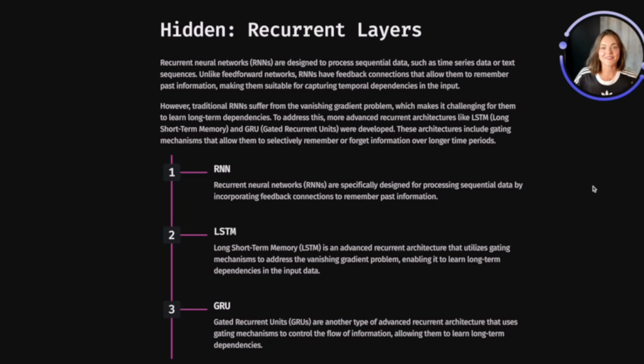Now, another type of hidden layer are recurrent layers, and these tend to work with sequential data, such as time series data, or text sequences, like sentences. So RNNs, unlike feed forward, which only goes forward, never looks back, RNNs have the ability to remember past information, making them good for capturing temporal dependencies in the input. So they're able to understand sequences and look far back.